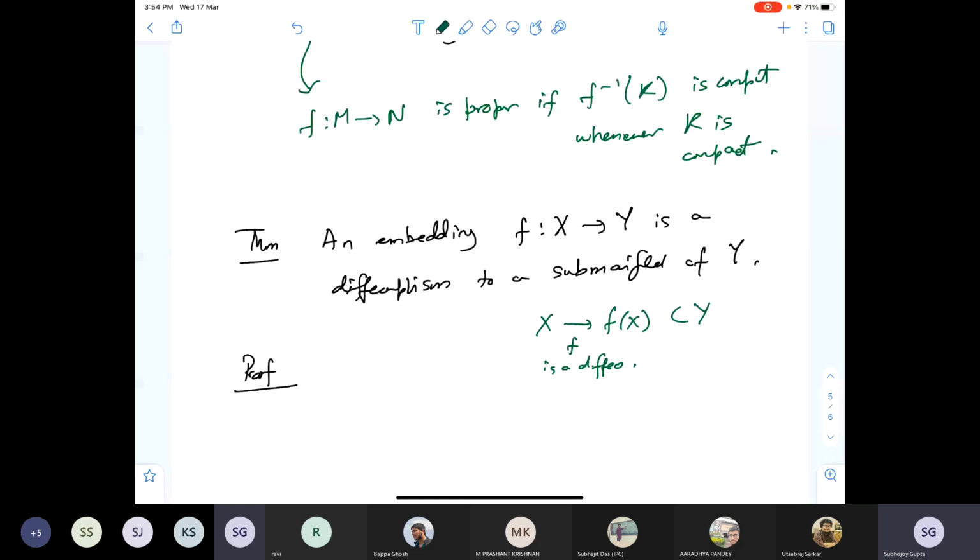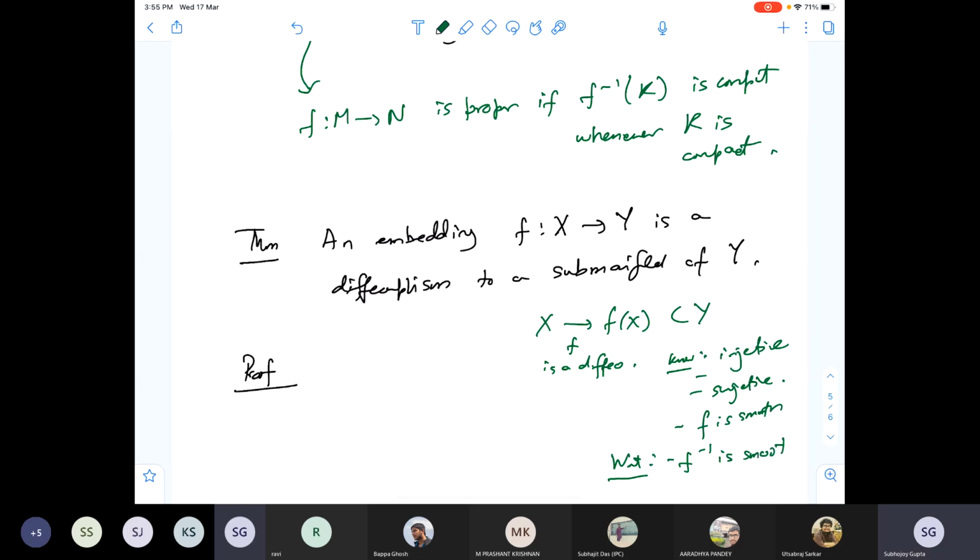So we already know that this is injective, because an embedding is always injective, right? So we know that it is an injective map. We also know that it's a surjective map, because we are just looking at the image of the domain. So that's surjective. So what else do we know? It's an immersion. We know that f is smooth. So we want to show that f inverse is smooth.